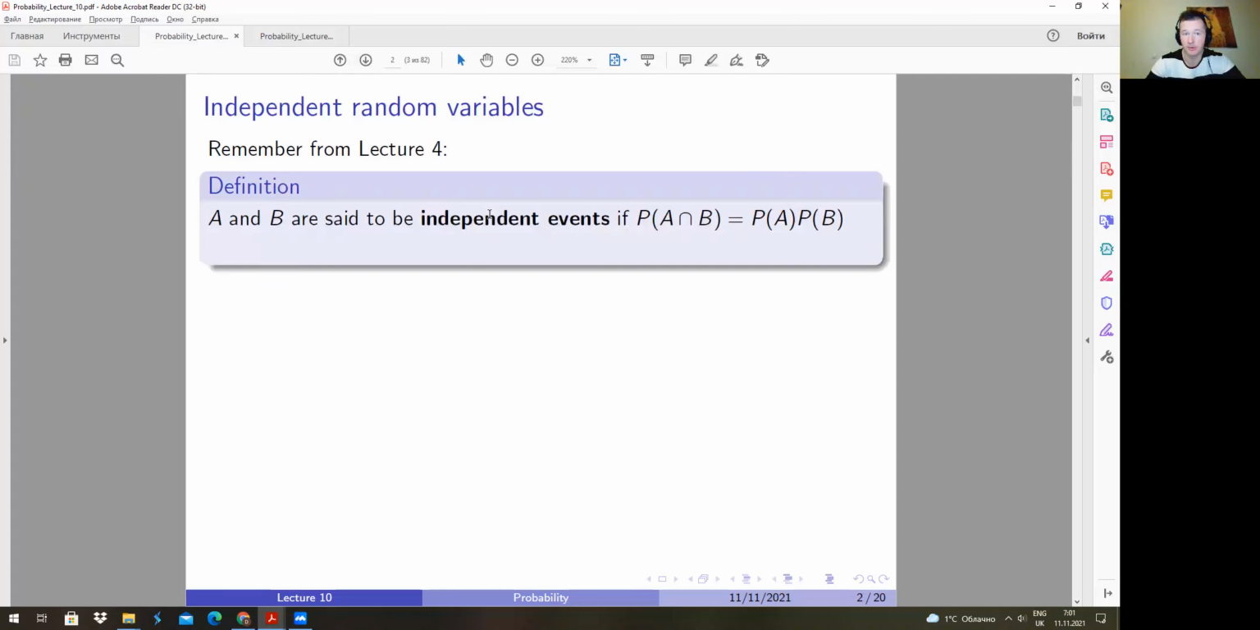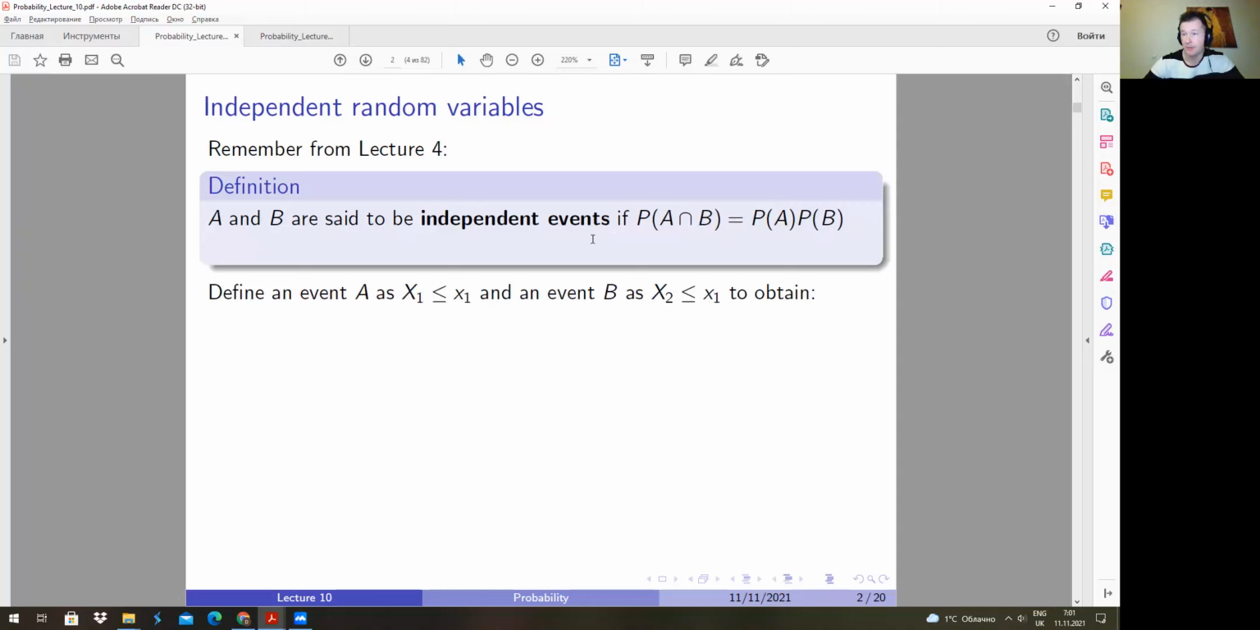independency. So remember from the lecture 4 that we said two events to be independent when the probability of their intersection equals the product of these probabilities, probability of A, probability of B. So this is the definition. So we say that two events are independent if this holds for any events A and B.